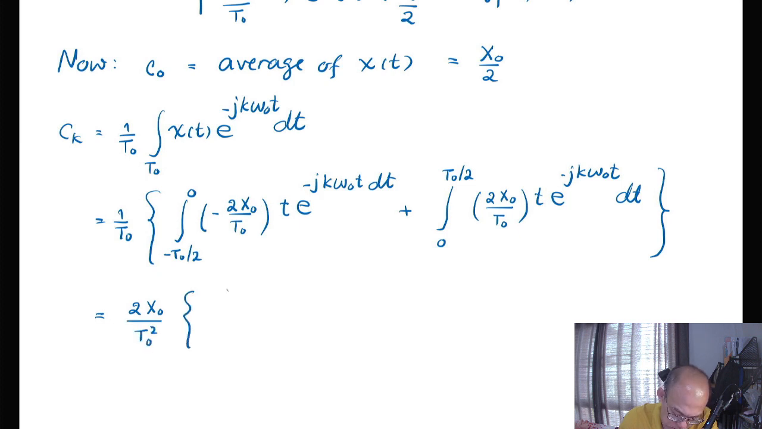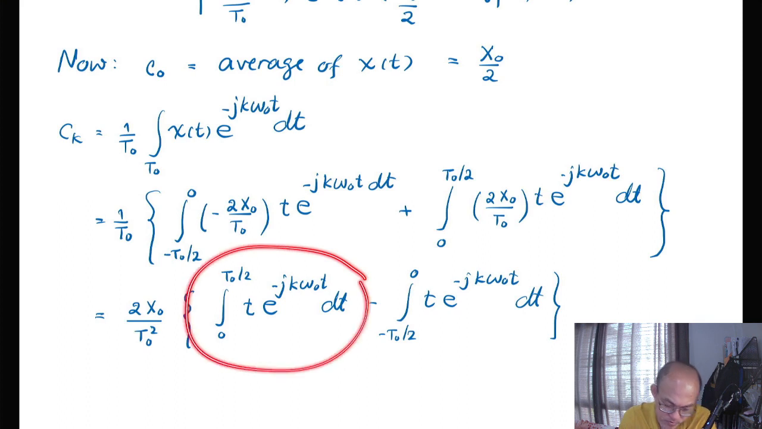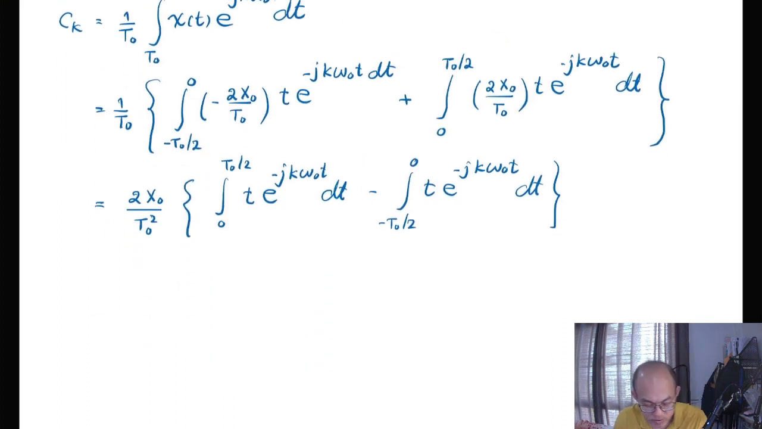and the inside is integration from 0 to t0 over 2 of t e to the minus j k omega 0 t dt, and minus integration from minus t0 over 2 to 0 of t e to the minus j k omega 0 t dt. Now we need to evaluate this integral, which we can do using integration by parts.